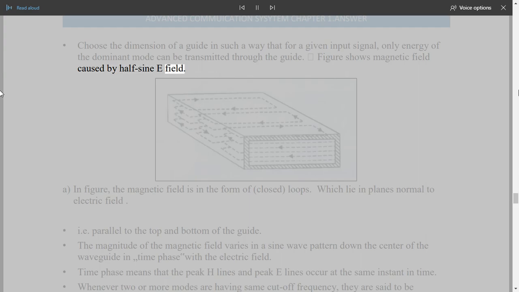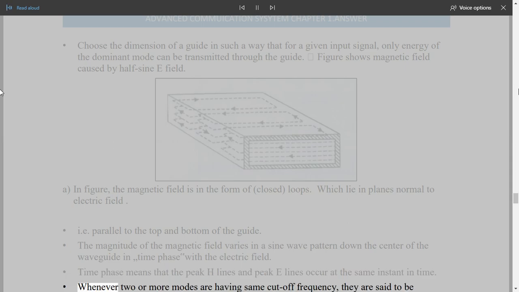In the figure, the magnetic field is in the form of closed loops, which lie in planes normal to electric field, i.e. parallel to the top and bottom of the guide. The magnitude of the magnetic field varies in a sine wave pattern down the center of the waveguide in time phase with the electric field. Time phase means that the peak H lines and peak E lines occur at the same instant in time.